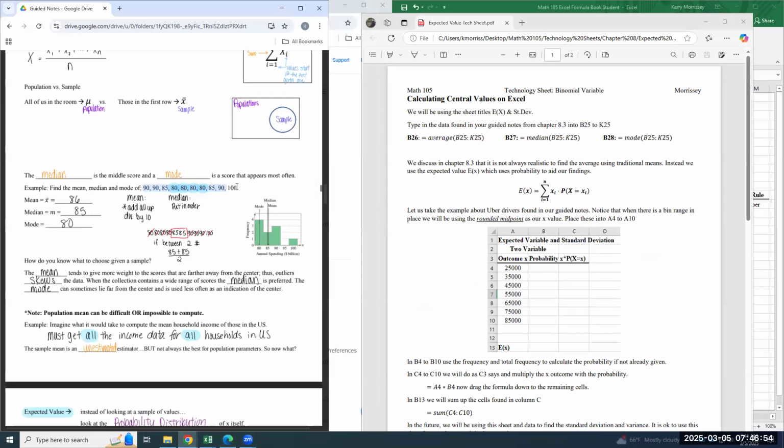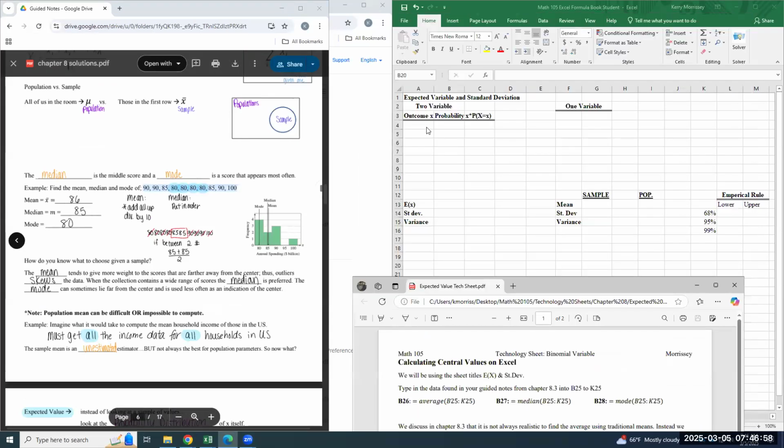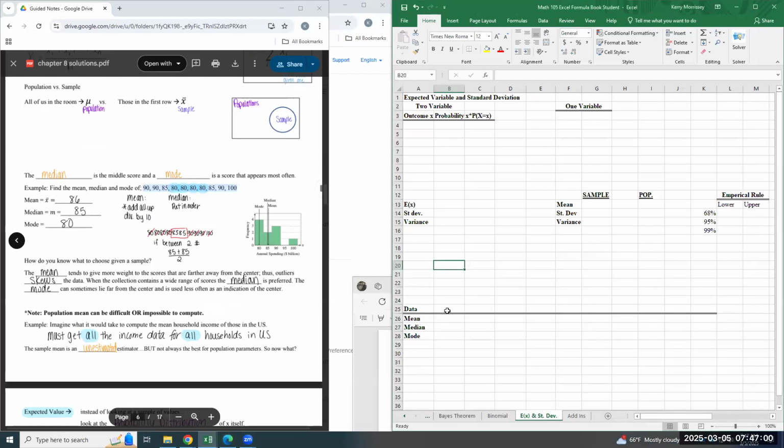going to be typing in these values right here. We'll put that over here. So that would be down here with your data. So we have 90, 90, 85, 80, 80, 80, 80, 85, 90, and 100.